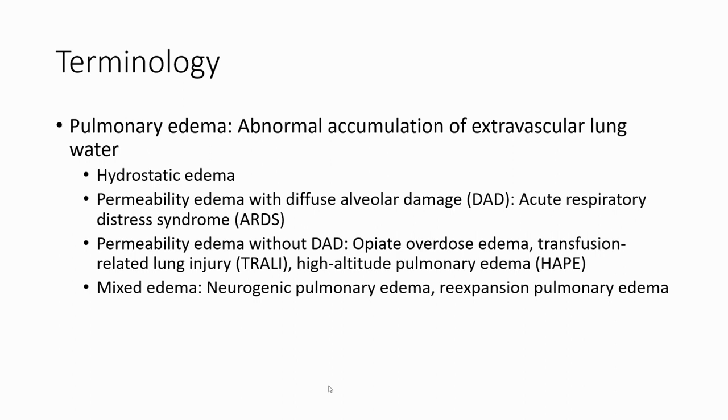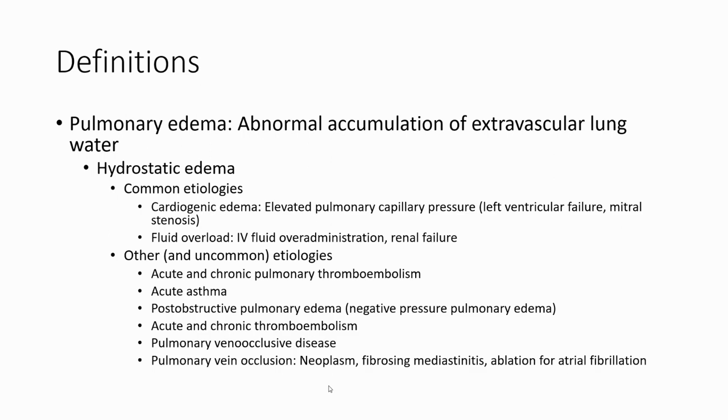Permeability edema without diffuse alveolar damage, like opiate overdose edema, transfusion-related lung injury (TRALI), high altitude pulmonary edema, and mixed edema: neurogenic pulmonary edema, re-expansion pulmonary edema. So now we will look in detail, one by one, at each type of pulmonary edema.